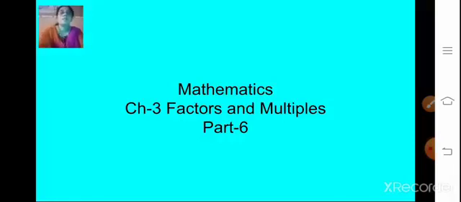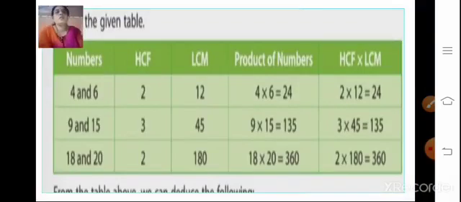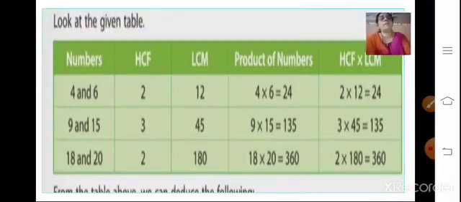In the last class we have already studied about the HCF and LCM, that is highest common factor and the least common multiple. Now today in part 6 of this chapter we'll be learning about the relation between HCF and LCM. Just look at this table. Here two numbers are given, and their HCF and LCM is given. Let us see the relation between the HCF and LCM.